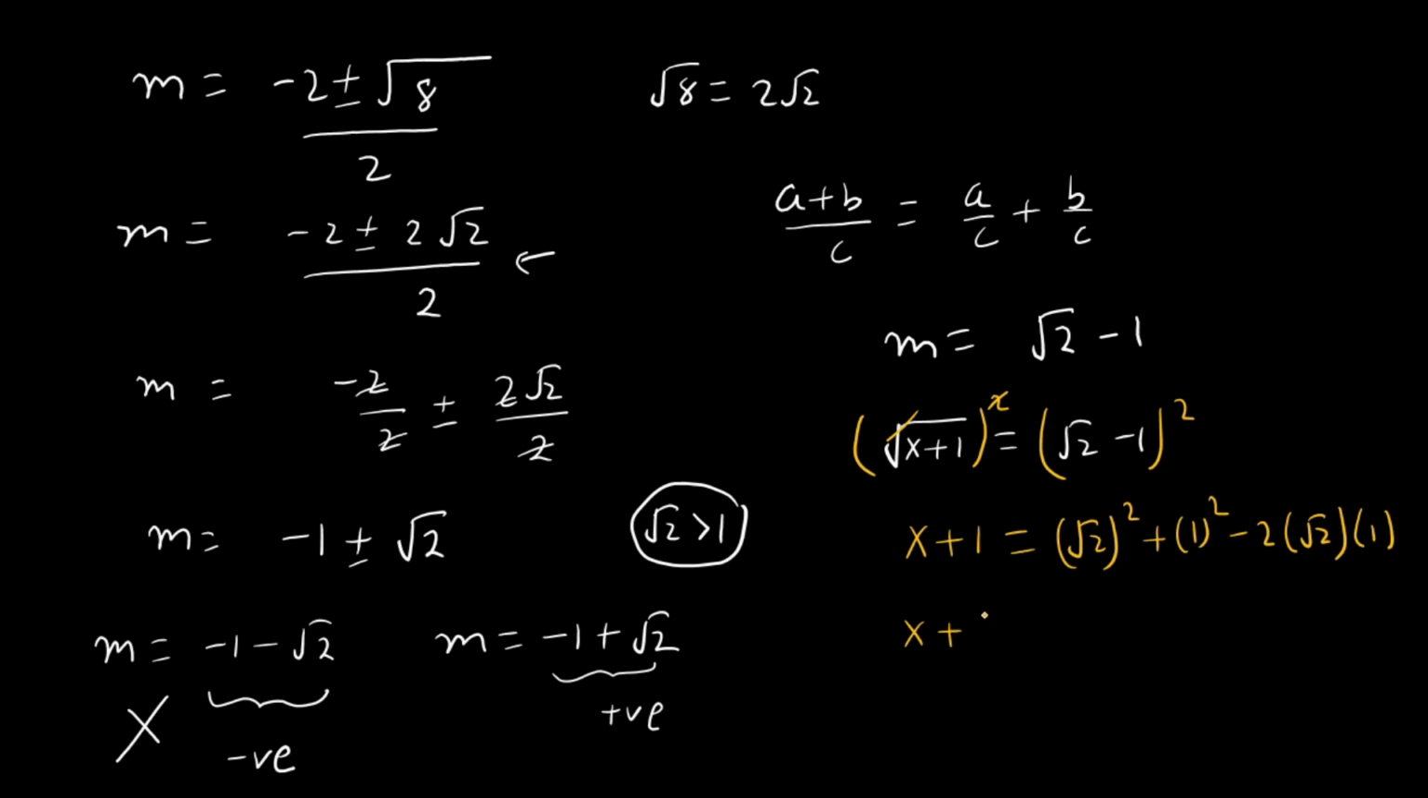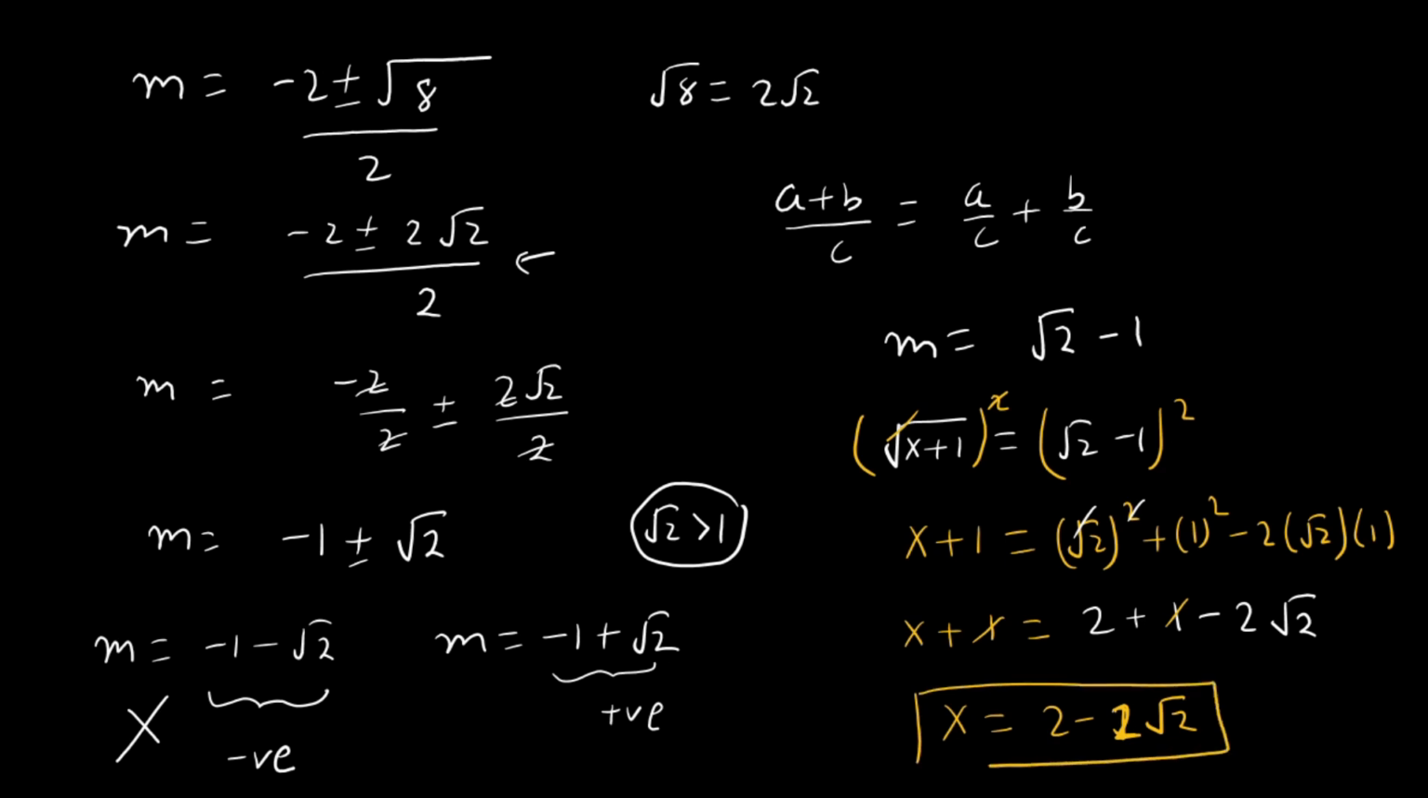Then x plus 1 equals, this square root is cancelled out by this square, then 2 plus 1 minus 2 times square root of 2. Here look carefully, on the left hand side we have plus 1 and on the right hand side we have plus 1. Then this plus 1 and this plus 1 are cancelled out. Then the value of x is 2 minus 2 times square root of 2. This is the first value of x.